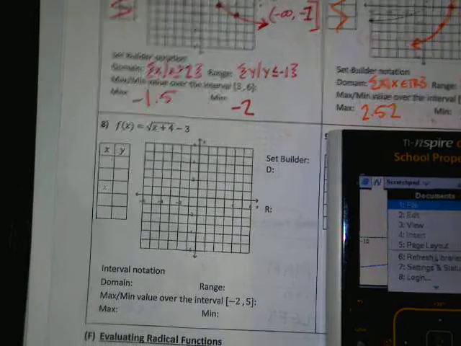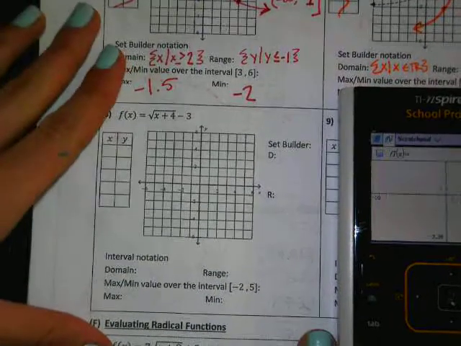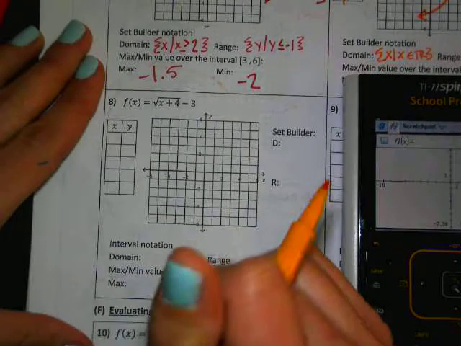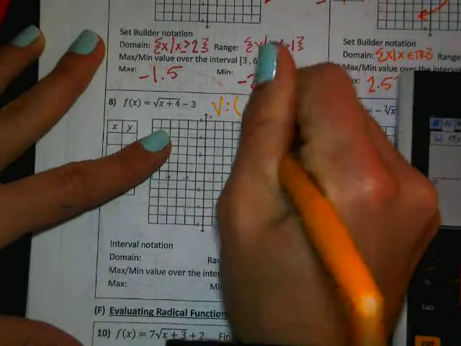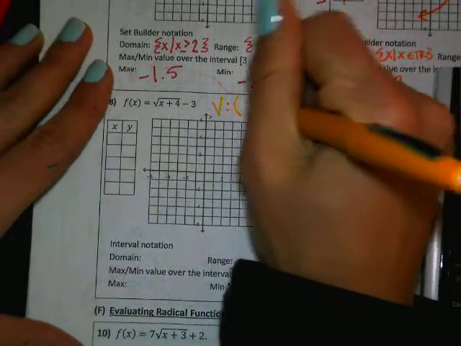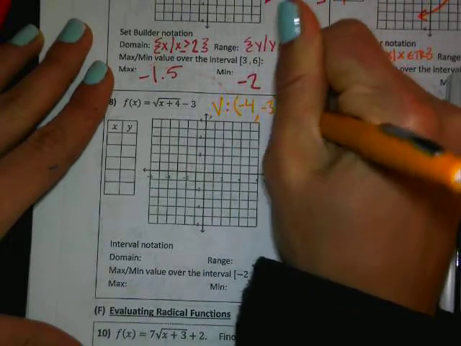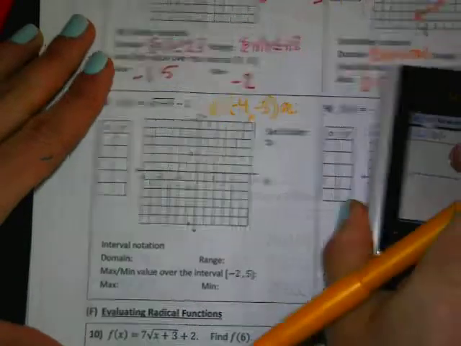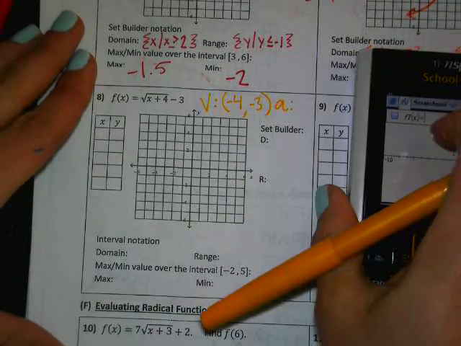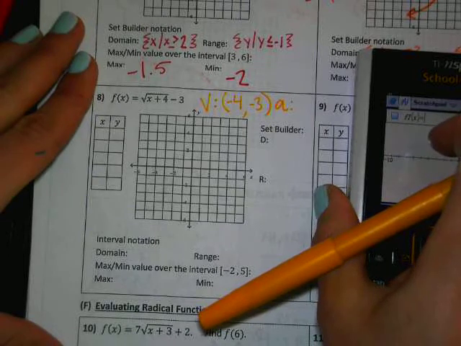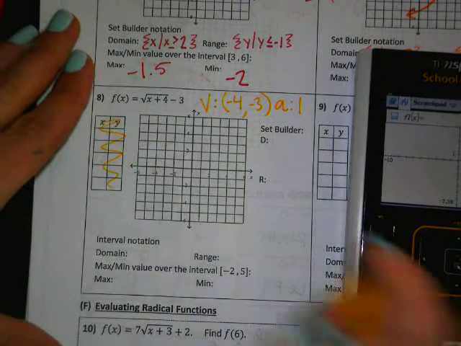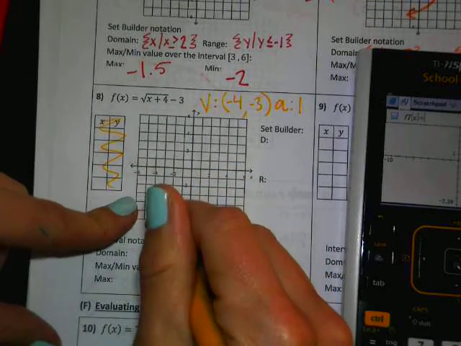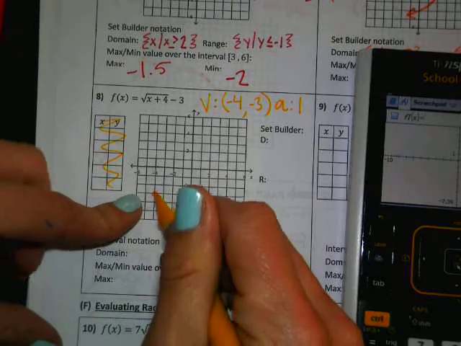All right, go to number 8. All right, Jeremy, where's my vertex at? Very good. -4, -3, and Jake, what's my A value? So it's understood to be a 1. Yes. Very good. We're not using the table again. All right, so vertex is a -4, -3, and my A value is a +1.